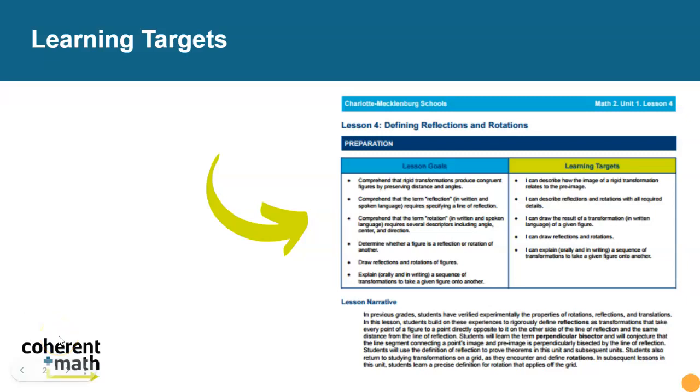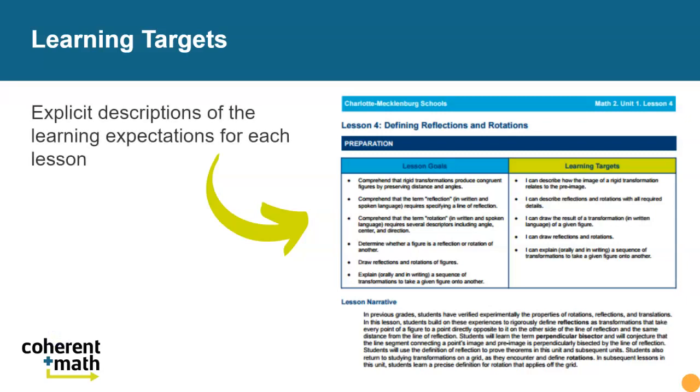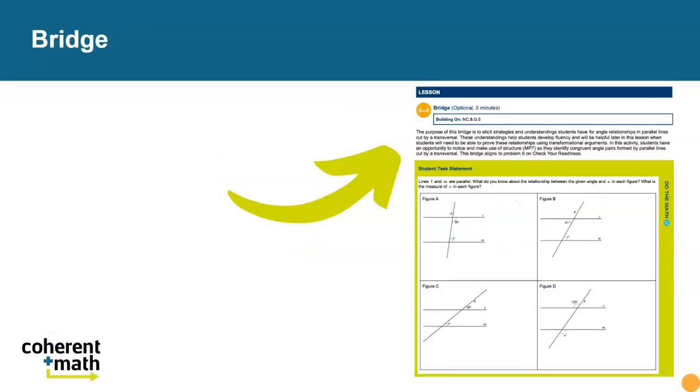In Module 2, you had the opportunity to explore the lesson structure, whether it be Math 1, Math 2, or Math 3. So let's take a moment to review the individual components, starting with the lesson targets. The lesson targets are explicit descriptions of the learning expectation for each lesson. These are student-centered. The lesson goals are teacher-centered.